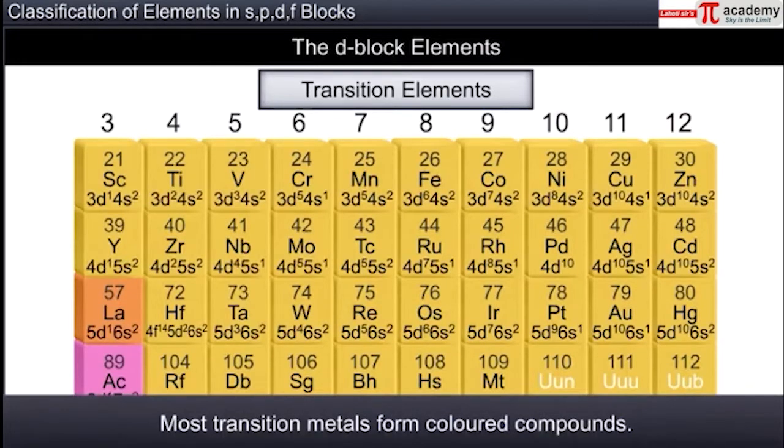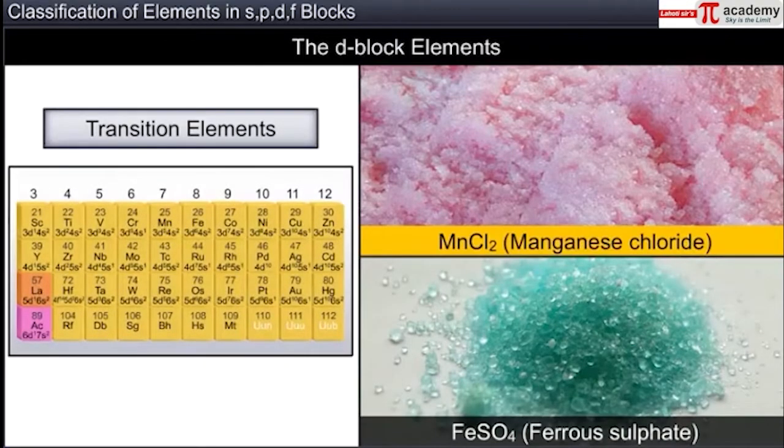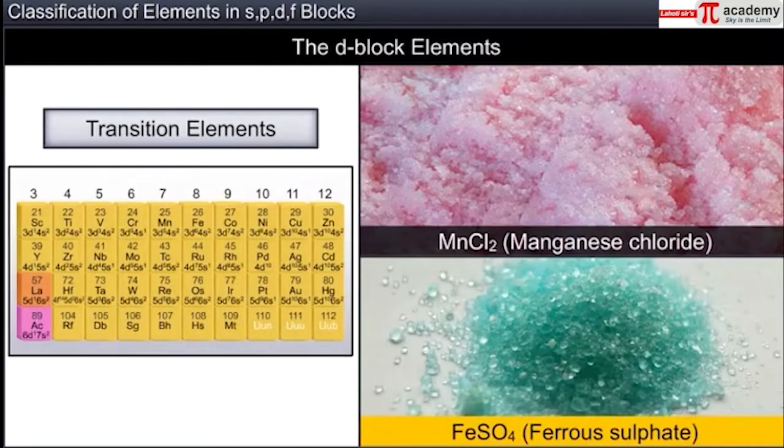Most transition metals form colored compounds. For example, MnCl2 is a pink-colored compound, while ferrous sulfate is a green-colored compound.